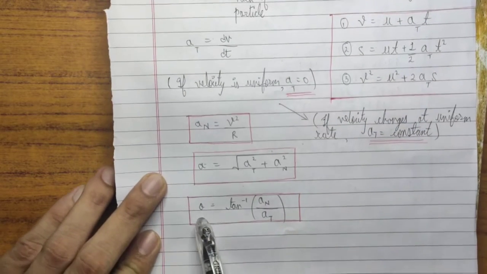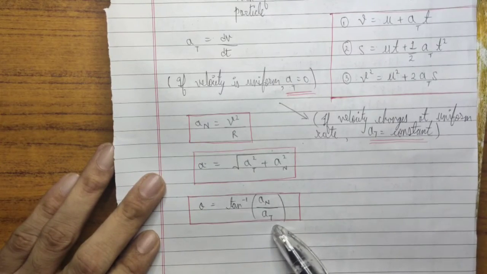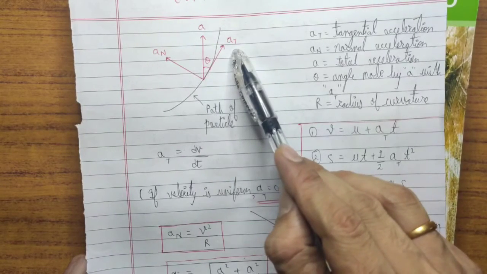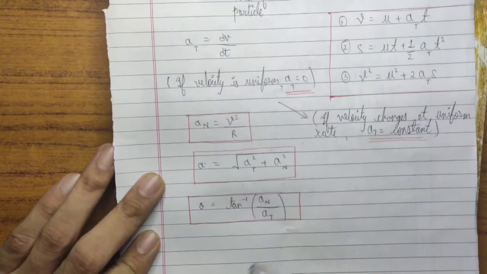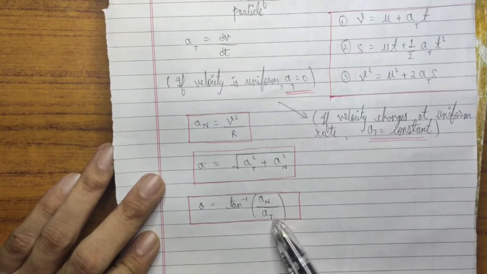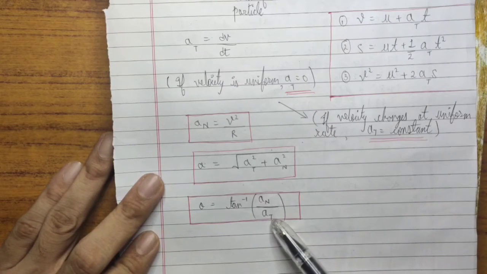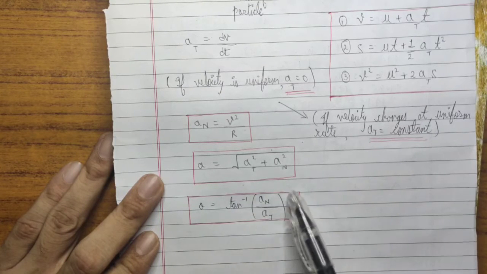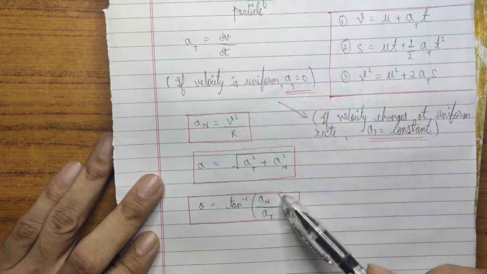For calculating the value of theta, the formula is theta is equal to tan inverse of AN upon AT. This angle theta is between A and AT, but in the formula it is tan inverse of AN upon AT. Do not get confused, and do not write tan inverse of AT upon AN, which students usually make as a mistake. That is why I am giving more emphasis on this part. Always remember, theta is equal to tan inverse of AN upon AT and not AT upon AN.